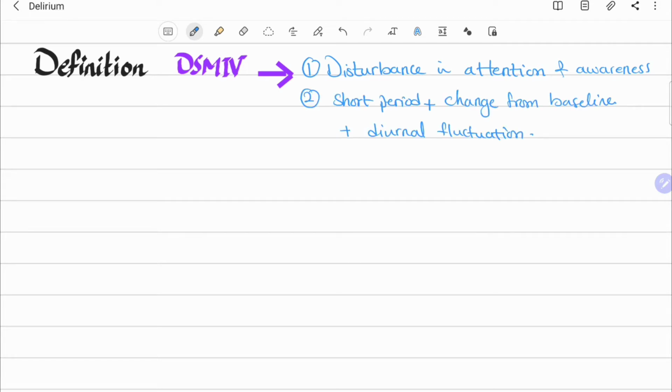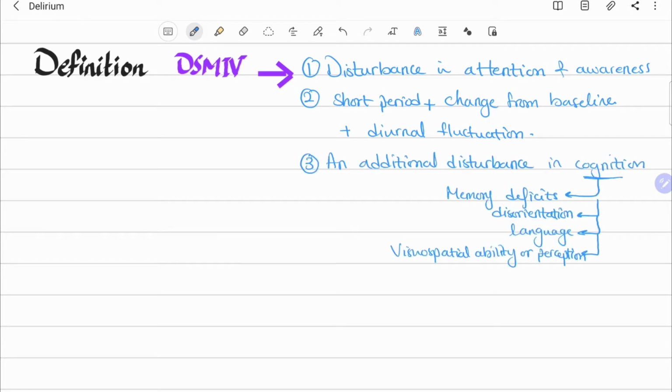The second feature is that this disturbance develops over a short period of time, usually hours to days, represents a change from baseline, and tends to fluctuate during the course of the day. The third point is there is an additional disturbance in cognition, which includes memory deficit, disorientation, language, visuospatial ability, or perception.